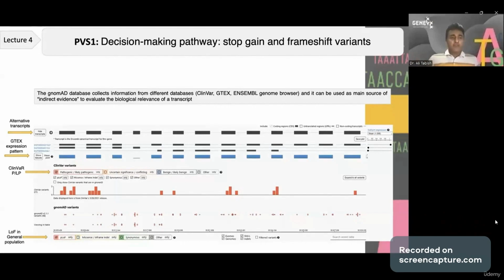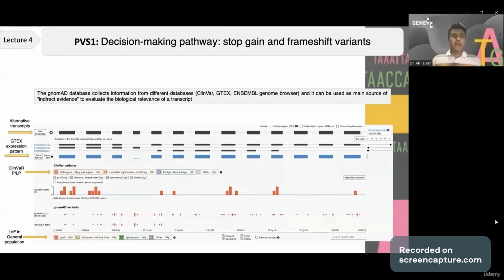And then you can get more pathogenic or likely pathogenic variant information from ClinVar. If you click here on the ClinVar P/LP section, you can get the frequency of likely pathogenic variants in ClinVar for this gene, and you can decide based on this the biological relevance of the transcript. And also, in the healthy population, if you click on pLoF only, you can get a list of the variants in the healthy population from gnomAD.